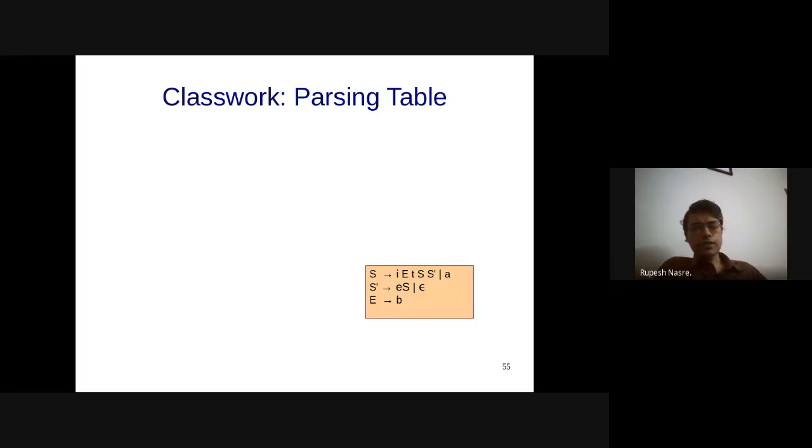First of S is the first set of tokens that can appear in any strings derivable from S, and that has to contain i or a, and therefore i, a are in the first of capital S. Good. What is first of S prime? So e and epsilon. The first set can contain epsilon. So S prime's first contains small e and epsilon. That seems to be fine. And first of E contains b, that is also given. So this part is okay.